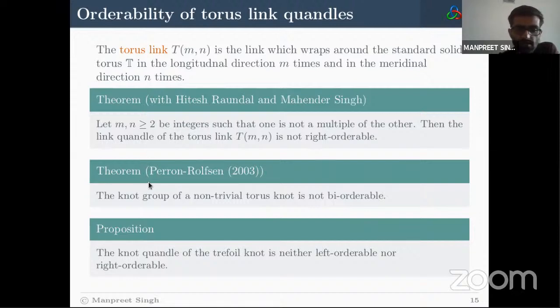It was proved by Perrin and Rolfson that the knot group of a non-trivial torus knot is not bi-orderable, and this result can be recovered from this result by noting that the torus knots are basically prime knots, and for prime knots the knot quandle, the map eta from the knot quandle to its enveloping group is injective. We also prove that the knot quandle of the trefoil knot is neither left orderable nor right orderable. Thus, we have examples of knots where their link quandles are right orderable. We have examples where they are not right orderable, and we also have an example where the knot quandle is neither left orderable nor right orderable.